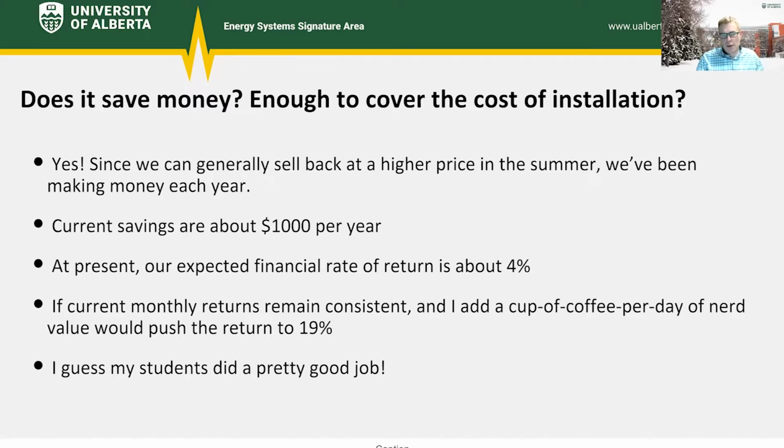But generally speaking, if I take my students' initial conclusion here, if I add in my cup of coffee a day of nerd value, which I think is probably an underestimate for how much I get out of it, they were actually pretty darn close. That would push my return to about 19%. So that's probably a good proxy for not only my ability to play with data, but my ability to use it for events like this, as well as to teach my students about solar energy regulation and solar power systems. So I think my students did a pretty good job.